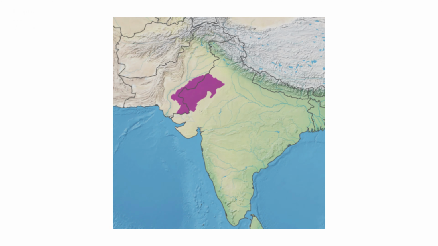Now if we look at the western part of the Indo-Gangetic Plain, you can see here the purple colored area, which is the Thar Desert. It is one of the important subtropical hot deserts in the world, and it is populated by different nomadic groups.